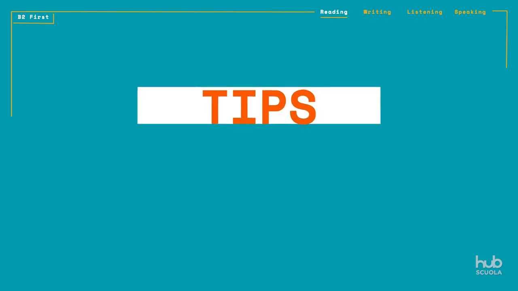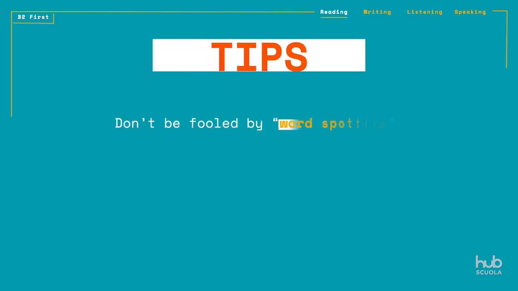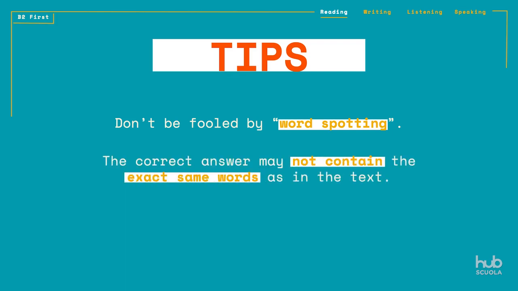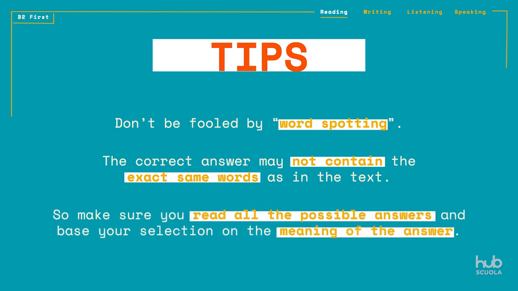Tips: don't be fooled by word spotting. That is, choosing a multiple-choice option because it contains the same word or words that are in the text. The correct answer may not contain the exact same words as in the text, but instead use synonymous words. So, make sure you read all the possible answers and base your selection on the meaning of the answer, not on the specific words used.